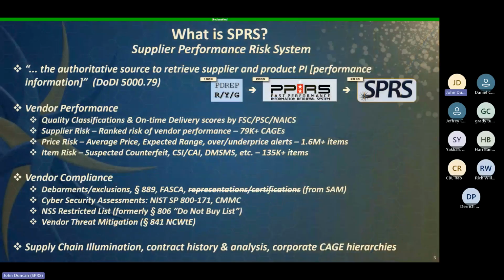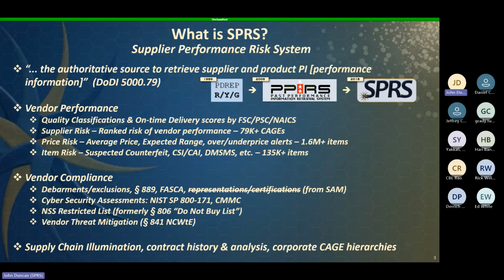So what actually is SPRS? It's, as I said, the Supplier Performance Risk System. It is the authoritative source for retrieving supplier and product information. It is a system largely based for contracting officers and acquisition. Because contracting officers from the DoD all have to come to SPRS, that's one of the reasons why you see NIST and CMMC in SPRS. It's a one-stop shop for contracting officers, or KOs as they're called, checking compliance before they award a contract.